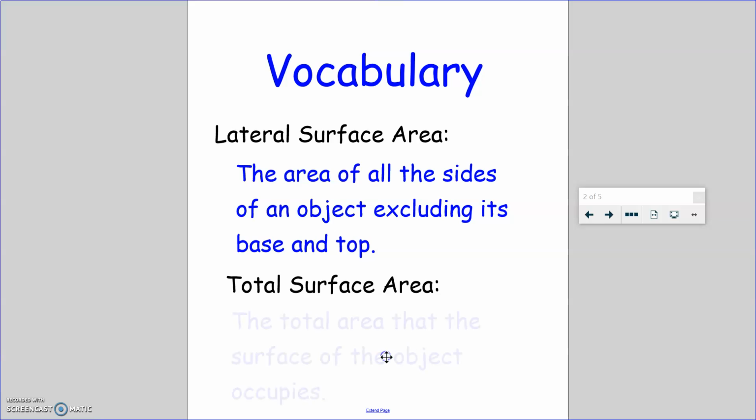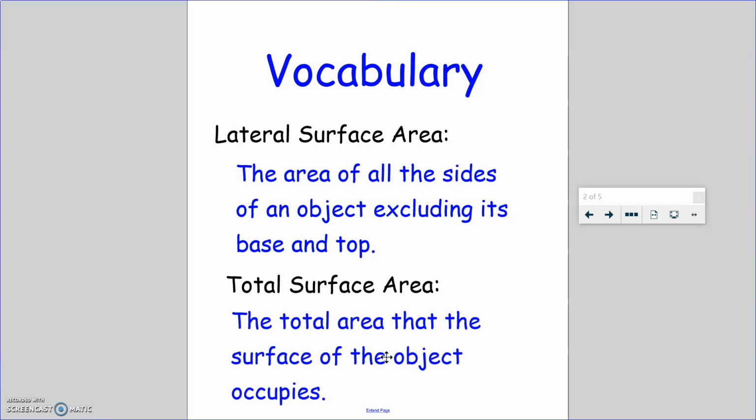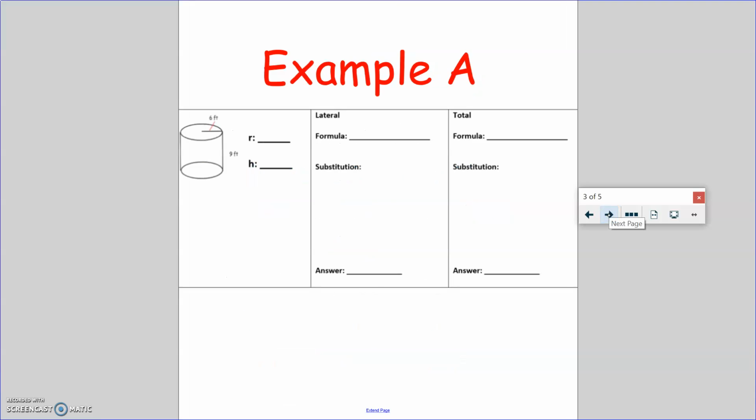Total surface area is the total area that the surface of the object occupies. So it's the whole thing. Think about if you were wrapping a present. You want to wrap the entire present and not just the sides. So it would include the top and its base as well as the sides. So total surface area is the complete thing. So let's take a look at example A.